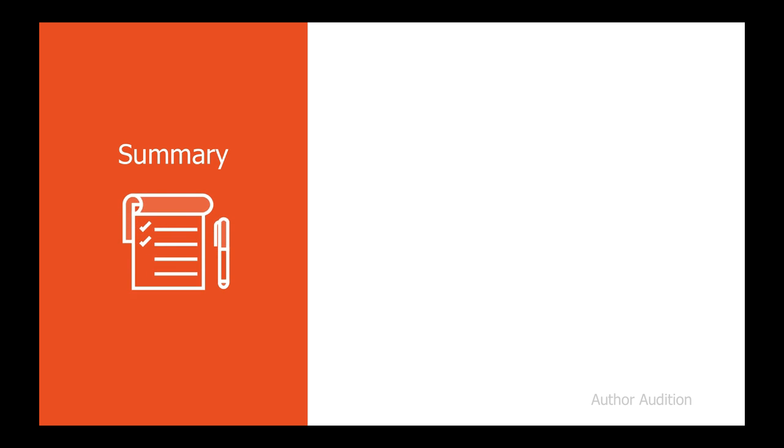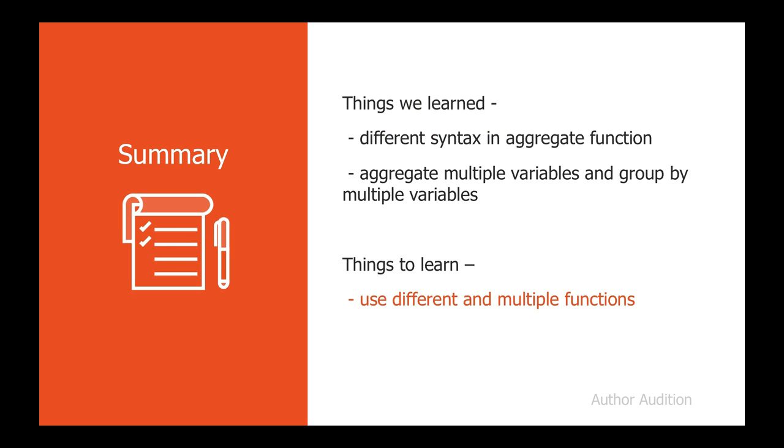So in summary, today we learned different syntaxes on how to aggregate one or multiple variables on different grouping variables. You can explore how to apply different and multiple functions using the aggregate function. In all the examples we covered, we used only the sum function, but there are many other functions which can be used. Also try to use another data frame other than mtcars and see how the results vary.